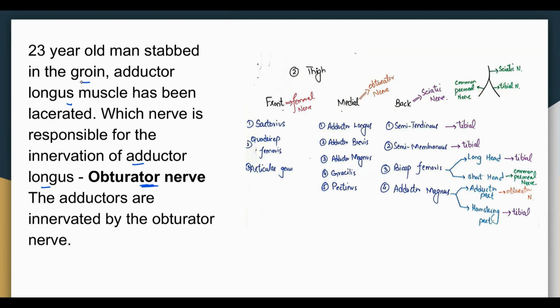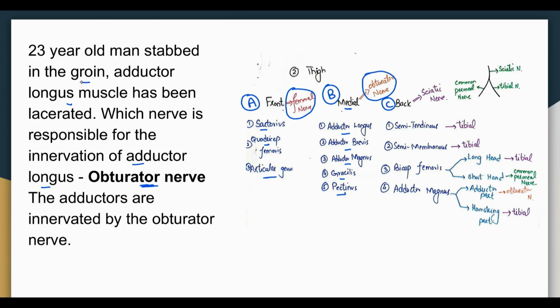So in the thigh, it is divided into the front compartment, the medial compartment, and the back or the posterior compartment. So the front is having the sartorius, quadriceps femoris, and the articular genu muscle. Now this anterior or the front compartment of the thigh is supplied by the femoral nerve, whereas the medial compartment, which contains adductor longus, brevis, magnus, gracilis, and pectineus, are supplied by the obturator nerve.